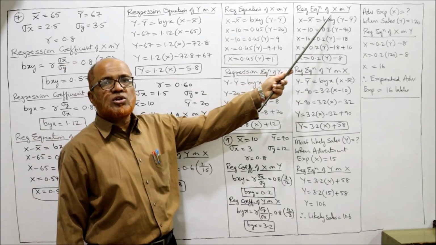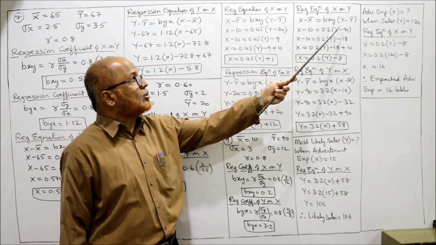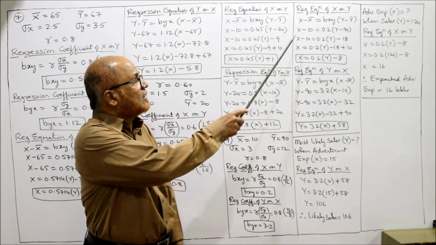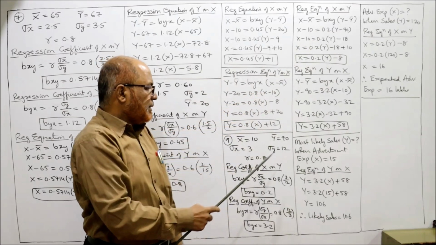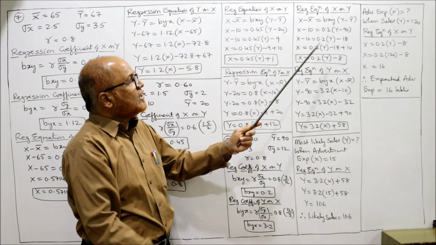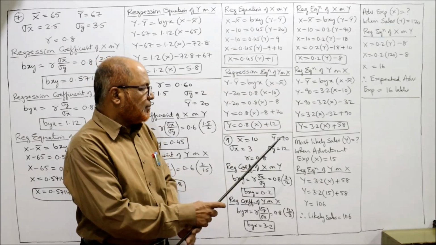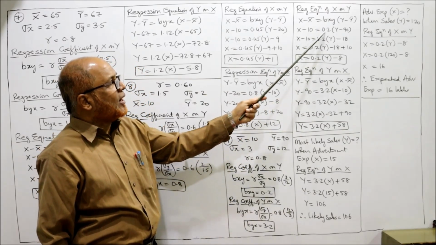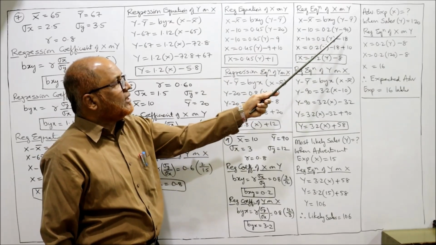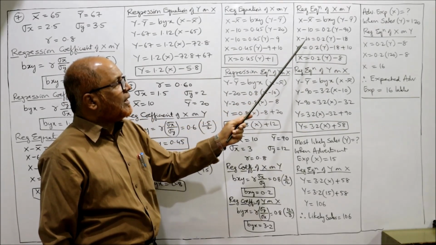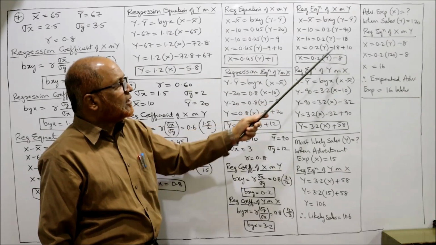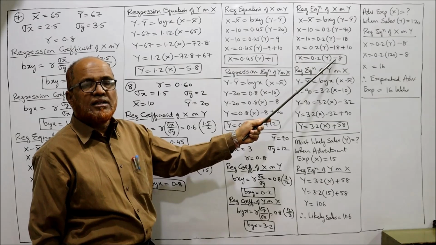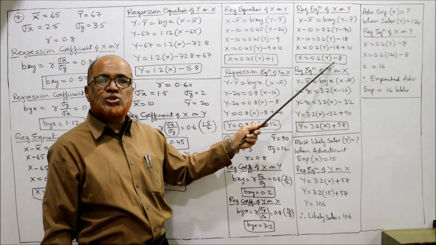Now the regression equation of x on y: x minus x bar is equal to bxy into y minus y bar. X bar is 10, bxy is 0.2, so 0.2 into y minus 90, y bar is 90. Now open the bracket: x minus 10 is equal to 0.2 into y, 0.2 into 90 is 18. Now bring this 10 to the RHS, plus 10. So ultimately x is equal to 0.2y minus 8. This is the regression equation of x on y.